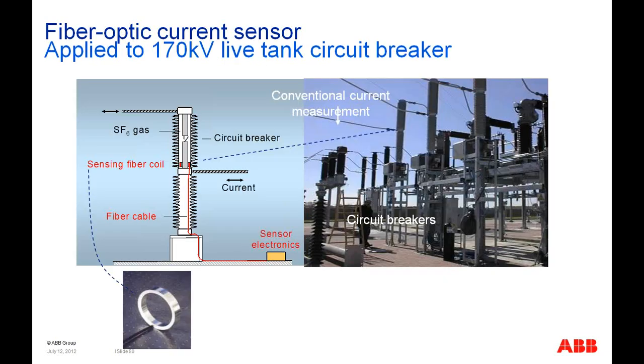Here's an application of a fiber optic current sensor at 170 kV applied on a live tank breaker. In this particular case, we have SF6 insulation, and on a bushing, we have a fiber that's going up through the bushing to this rotator, and then back down into the sensor electronics. And this is a picture of what this rotator looks like.